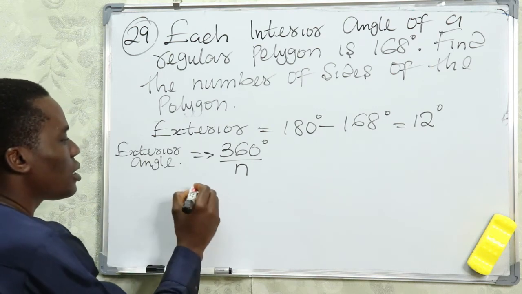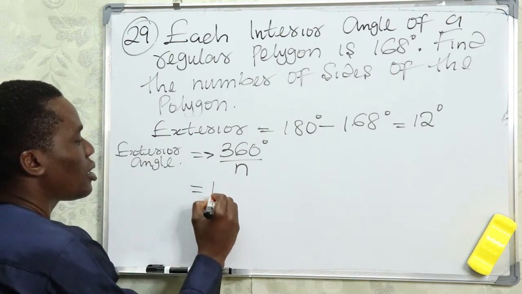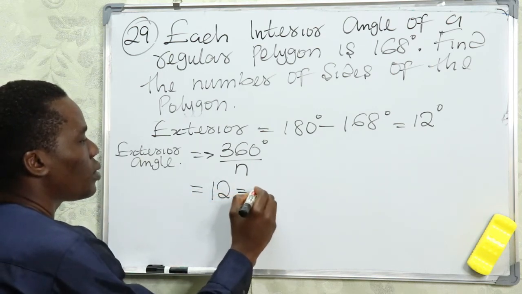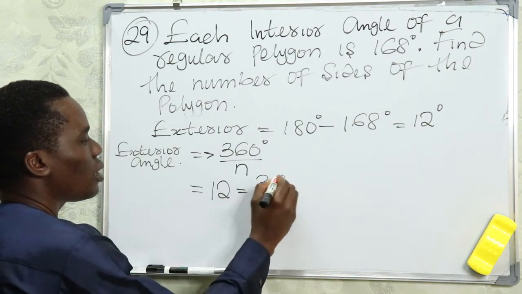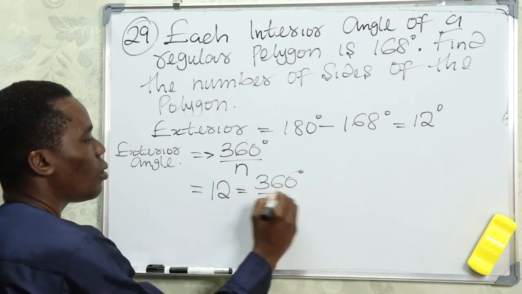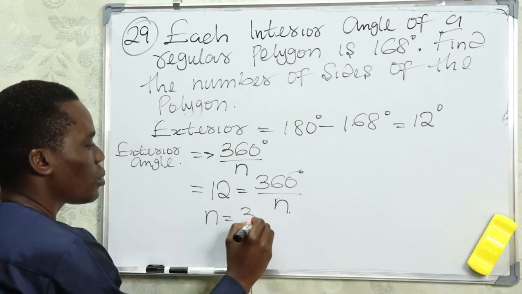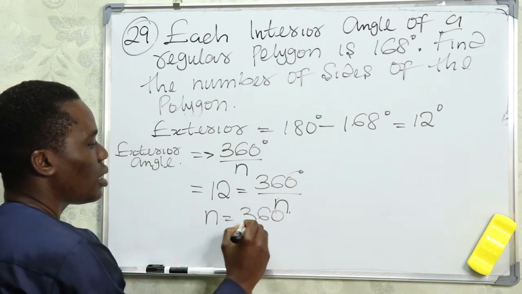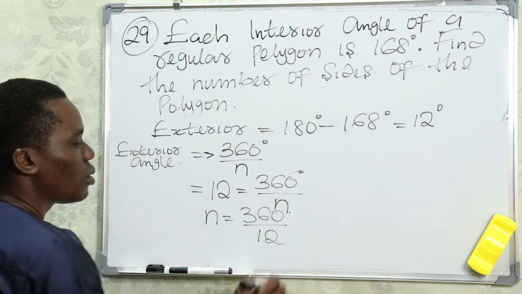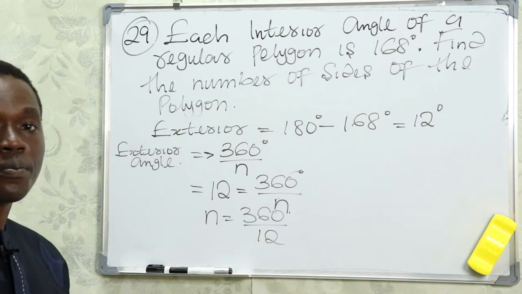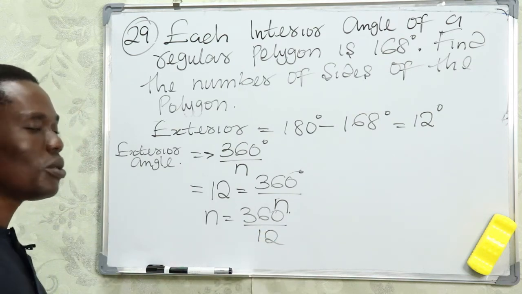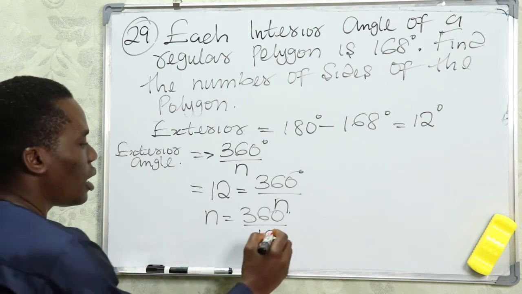Now if we look at the exterior angle, we find out that the exterior angle is 12 degrees, equal to 360 degrees over n. So our n will now be equal to 360 degrees divided by 12. Now if we divide this, we are going to get the value.